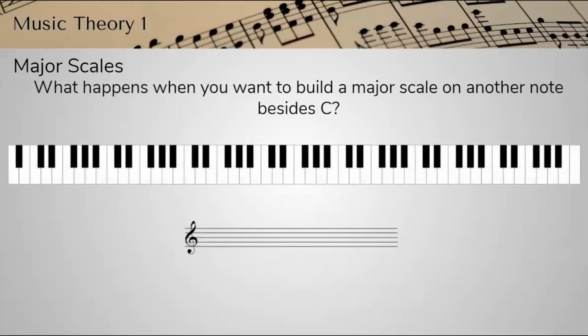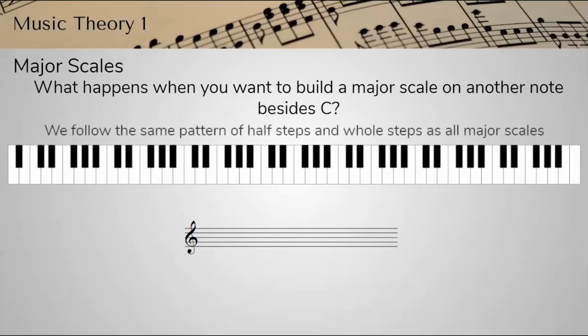All right, so what happens when you want to build a major scale on a note other than C? Because not all of our major scales are C. Okay? So what we want to do is follow the same pattern of half steps and whole steps. That way our brain knows that it's a major scale and not something else. So we want to build this major scale using the same pattern of whole step, half step, whole step, and then another whole step, half step. Okay? So let's pick a note. How about the note G?